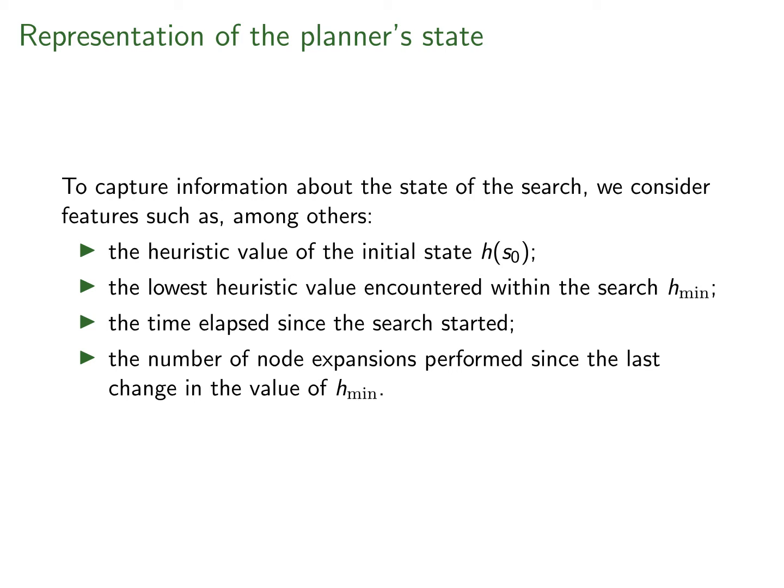In general, we would like our search policies to set the values of the parametrized search routine's parameters based on the current state of the search. Towards this goal, we consider a number of high-level variables characterizing the progress of the search, such as the initial value of the heuristic, the lowest observed heuristic value, h-min, the number of node expansions since this value last changed, and also the time elapsed since the search started. Note that since we always run the search with a fixed timeout, the latter also implicitly encodes how much time there is left.